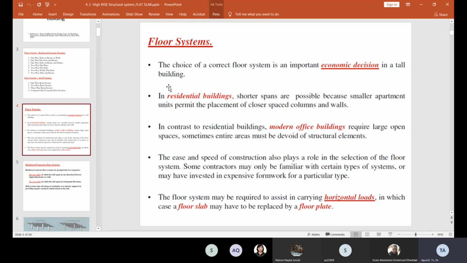And then in a residential building, shorter spans are possible because the smaller apartment units permit the placement of closer spaced columns and walls. But this is only for residential buildings. For modern office buildings, they require large open space, so sometimes the interior must be devoid of structural elements. So the problem here is that sometimes the architect wants us to provide the open space.